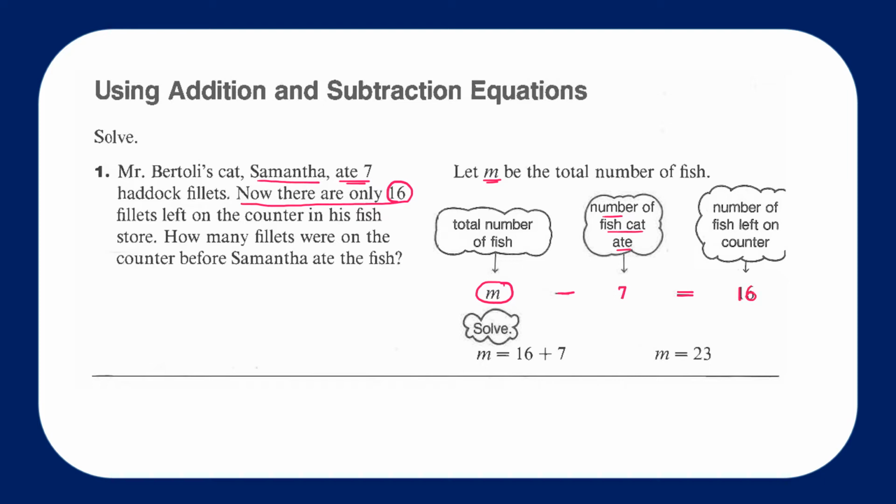And to solve, we're going to add 7 to both sides of our equation, which they don't really show you here, but you added 7 to both sides. And that cancels each other out. And M is going to equal 23. And you got that because you added 16 plus 7.